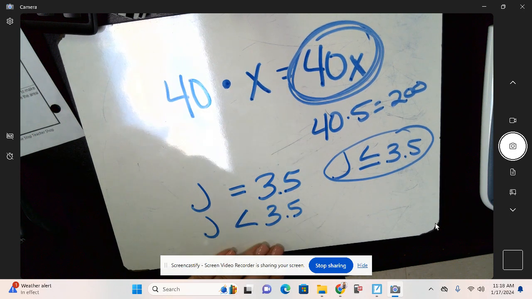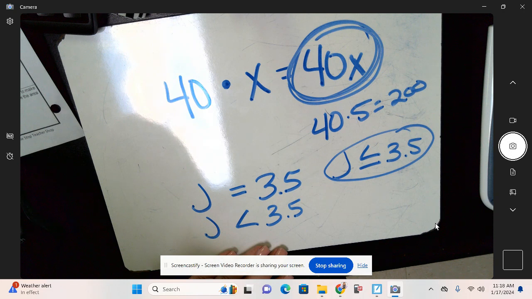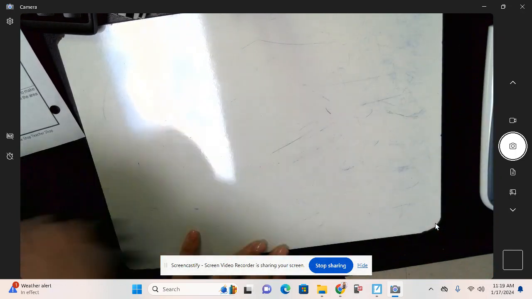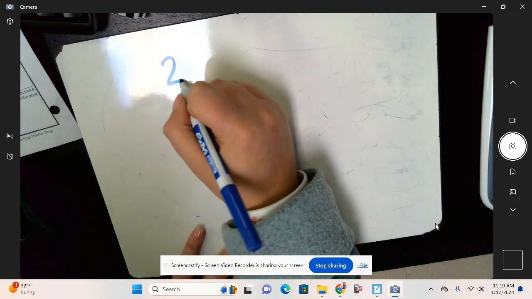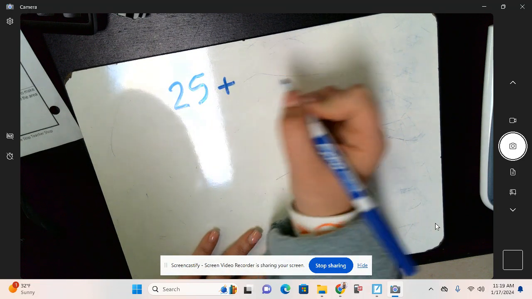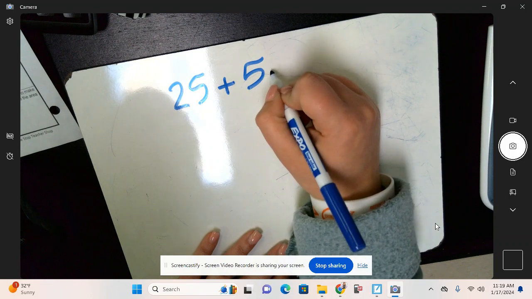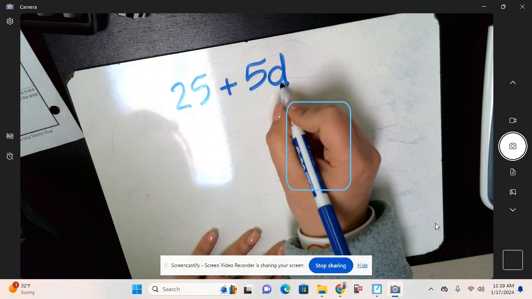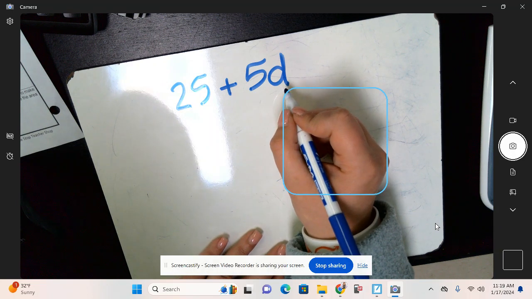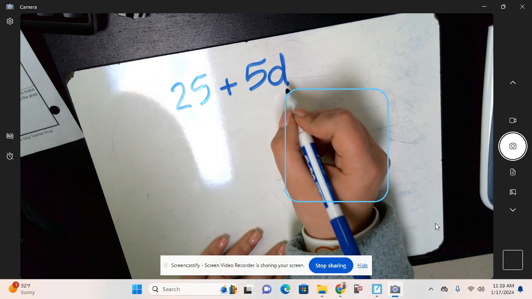Number 16 says every day Lewis buys 5 more baseball cards to add to his collection. If he already had 25 baseball cards before making any purchases, how many will he have on day 20? So, if he had 25 cards that he started with, and then each day he adds 5 cards. So, 5 cards each day. So, 5 times D. Okay. By the time he is on day 20, how many cards does he have?